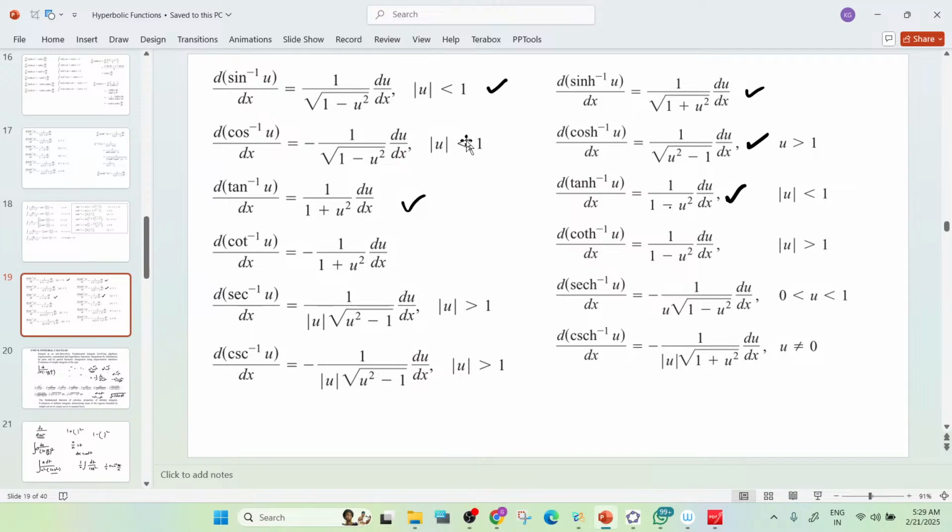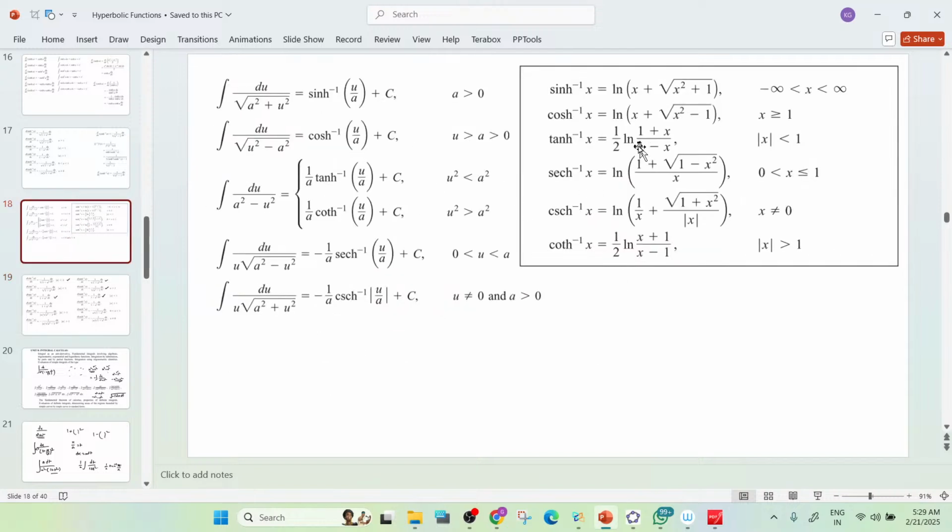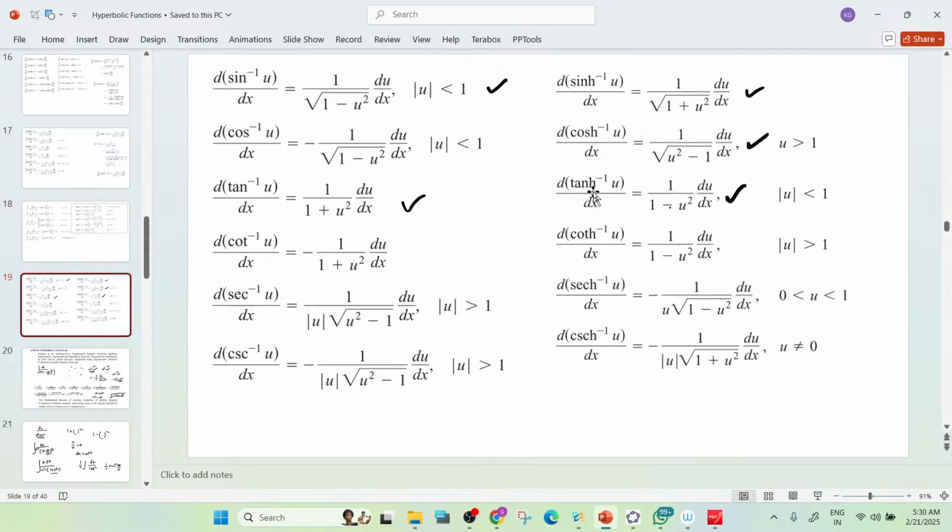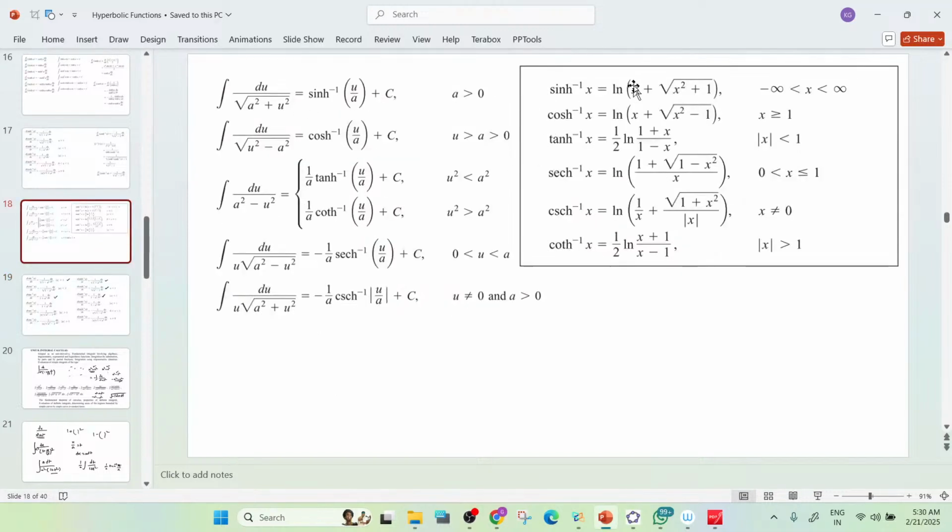At the same time, if you integrate this, you will get tan h inverse u. But sometimes you will not be given the option as tan h inverse u. Rather, you will be given an option something like this. So you should be able to recognize that this result and this result are the same. For example, sine h inverse x, which is nothing but this one. If you are given this option, you should recognize that it is actually sine h inverse x.